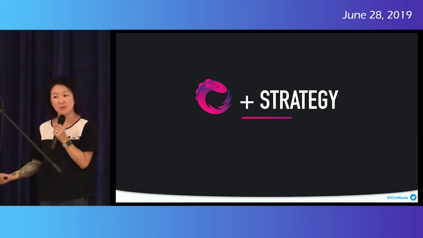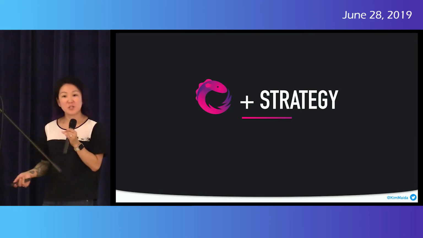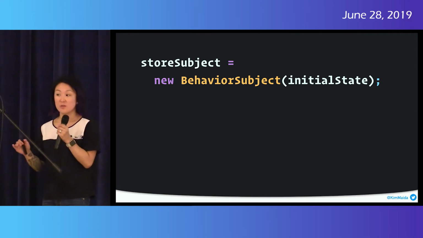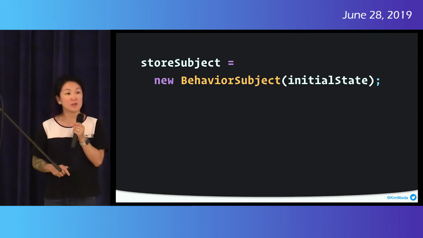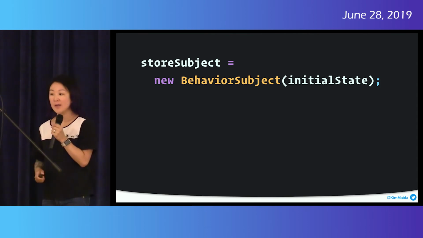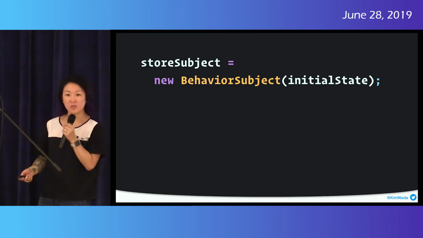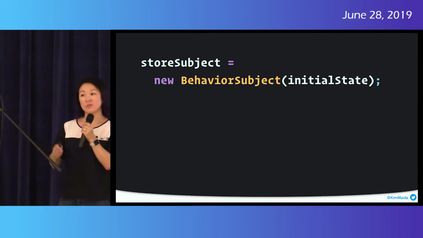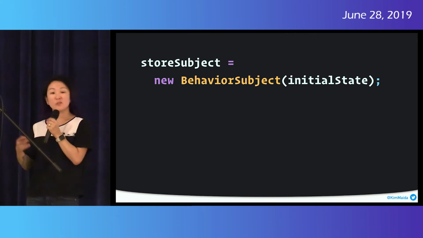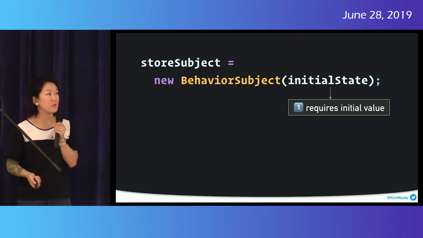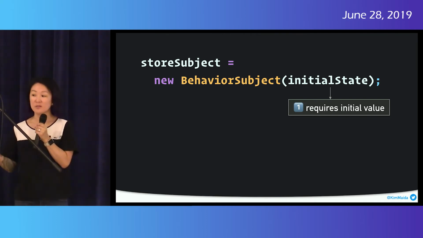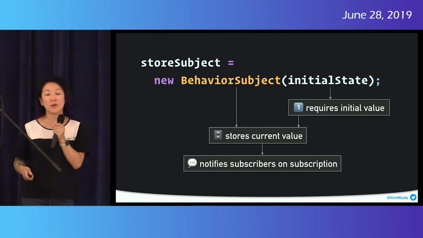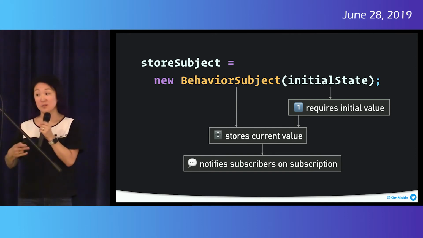You have to have some kind of strategy to do this, especially if you're working in a larger team or with a larger application. So I'm going to tell you a little bit about a couple of different strategies that you can do for this. And the first thing is behavior subjects. So I can use a behavior subject to create a store subject. This is essentially going to be the holder for my global state. Now, behavior subjects are a specific type of subject, and they can do specific things. So the first thing about behavior subjects is they require an initial value on instantiation. They also store the current value. And finally, they notify subscribers on subscription of the value that's in the subject.